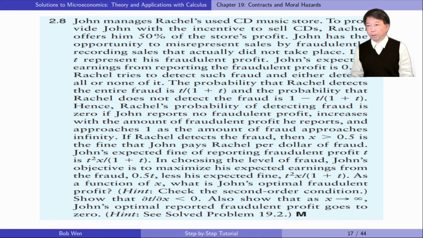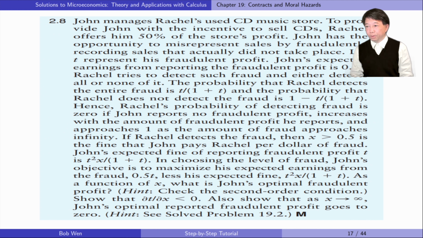Let's solve exercise 2.8. John manages Rachel's used CD music store. To provide John with the incentive to sell CDs, Rachel offers him 50% of the store's profit. John has the opportunity to misrepresent sales by fraudulently recording sales that actually did not take place. Let T represent his fraudulent profit. John's expected earnings from reporting the fraudulent profit is 0.5 T.